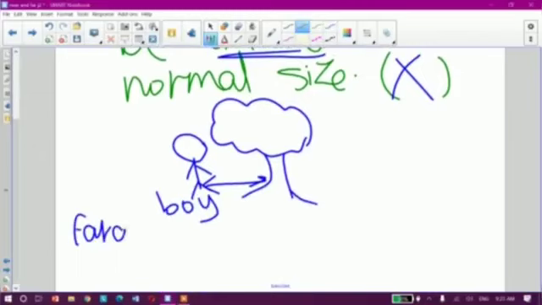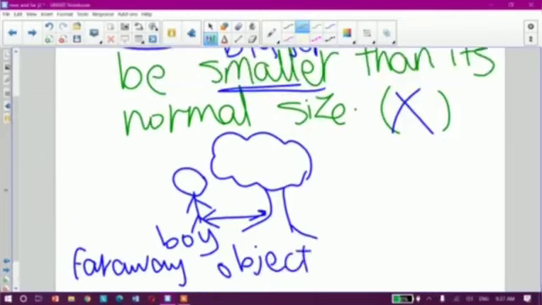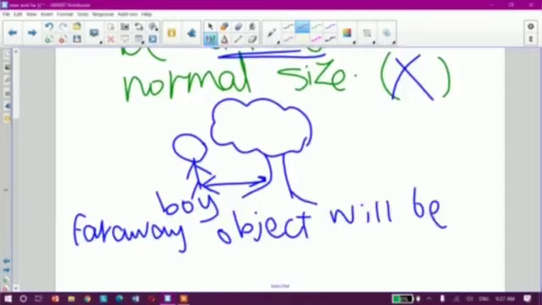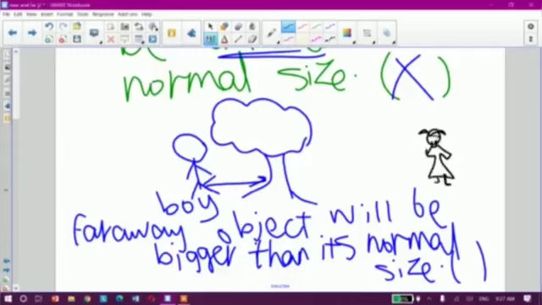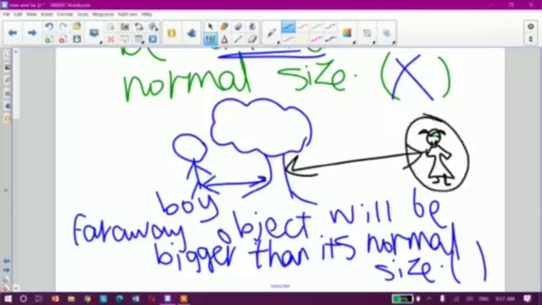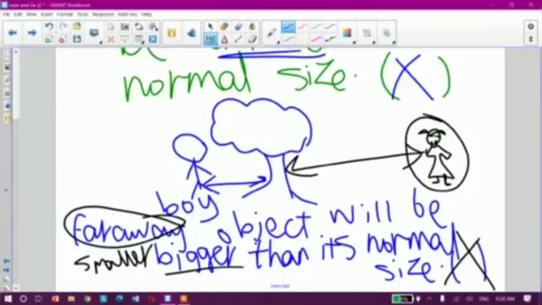Okay, but when I ask you another question: a far away object will be bigger than its normal size. Okay. Do you remember the girl? Yes, here is a girl. And this girl was standing far away from the tree. Is this the real size of the girl? No, smaller than. So far away, not bigger, this is the wrong answer, it will be smaller than. Okay, please write this answer in your school book, and I hope you are interested in your lesson.